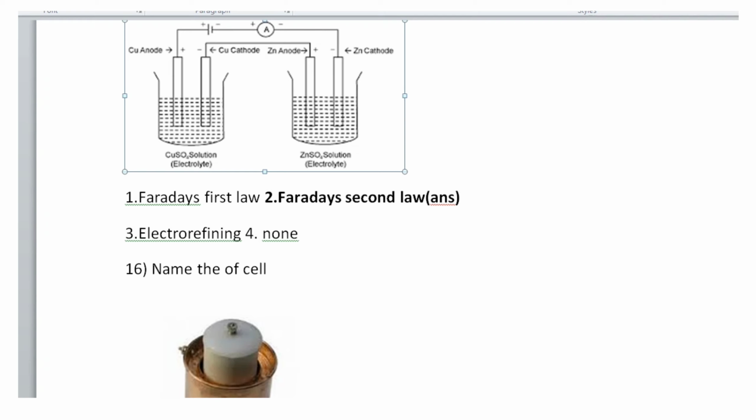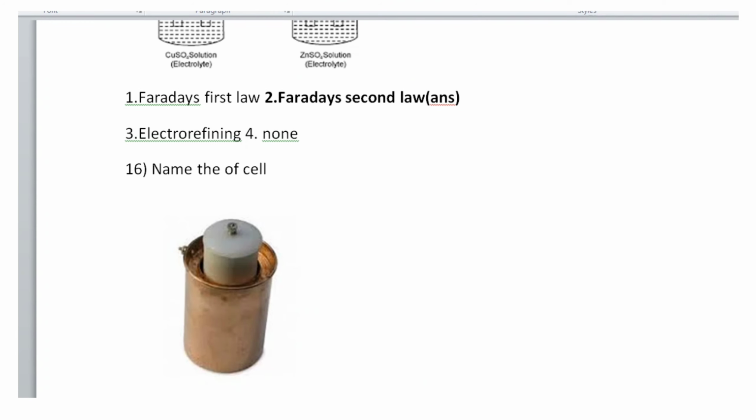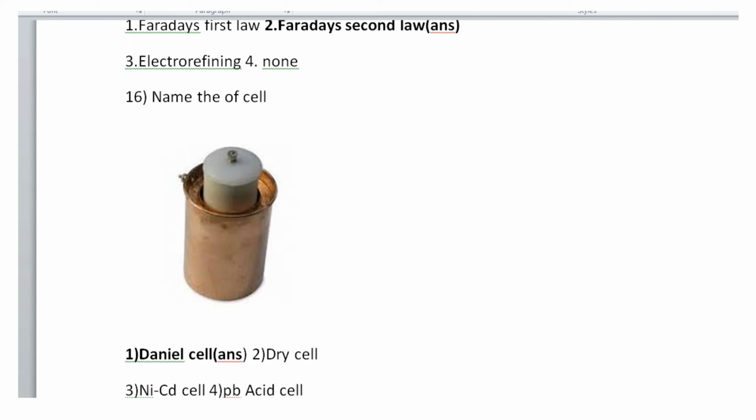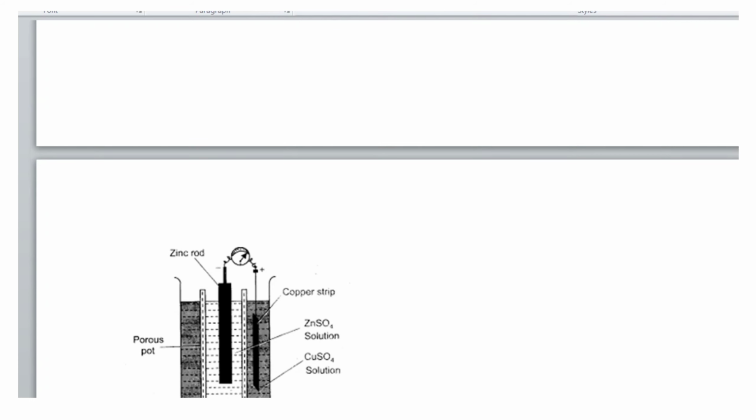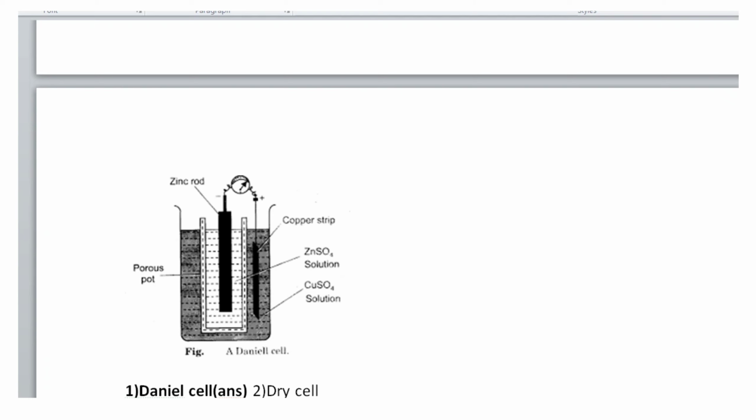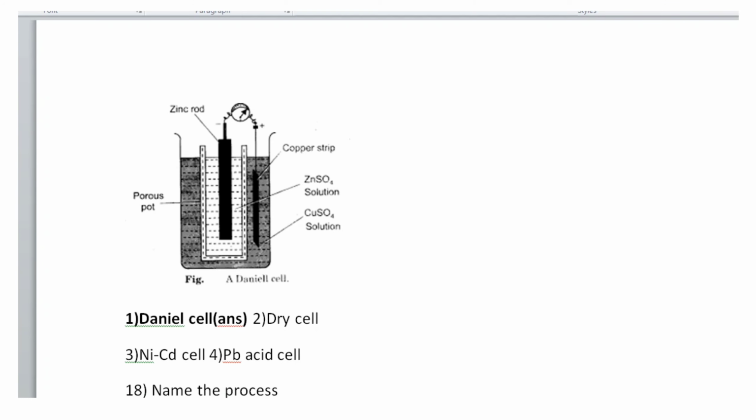Name the cell. Which type of cell is it? It is a Daniell cell containing a copper container and this is a porous pot. Then name the cell. It is also a Daniell cell. In this case this is a porous pot. Then here it is zinc sulfate solution, zinc rod, copper sulfate solution and copper rod. Therefore it is also a type of primary cell which is the Daniell cell.